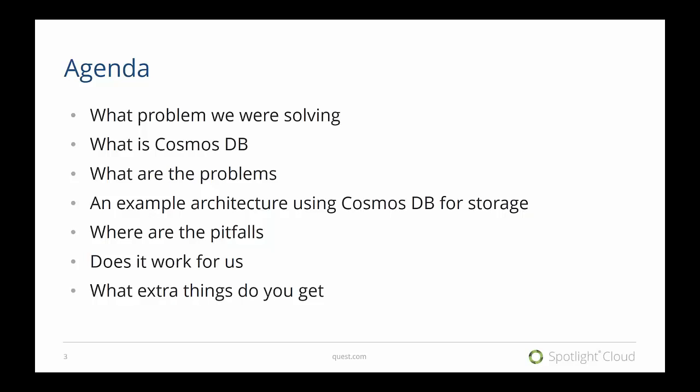So our agenda for today: what problem were we trying to solve with Cosmos? What is CosmosDB, and what are the key features of Cosmos that help us? What are the problems we encountered? Then an example architecture for using CosmosDB for the storage, and that includes the entire architecture. So it's not just Cosmos, it's what other bits of Azure we utilised, which isn't very much. Where were the pitfalls for us? And then did it actually work out for us? And what extra things we got by using Cosmos that we wouldn't have got from some of the other solutions.